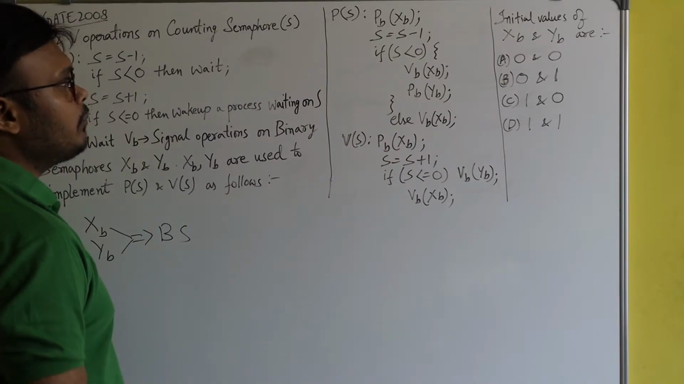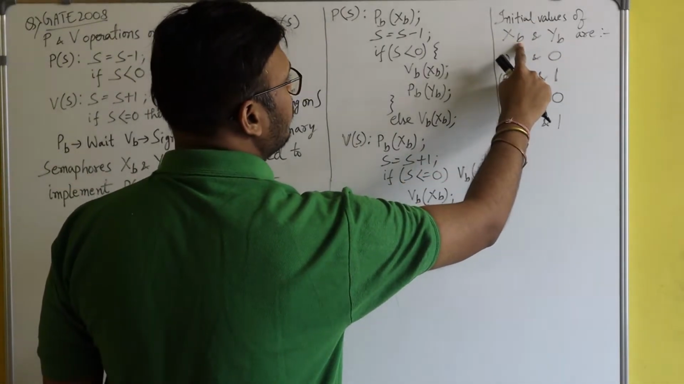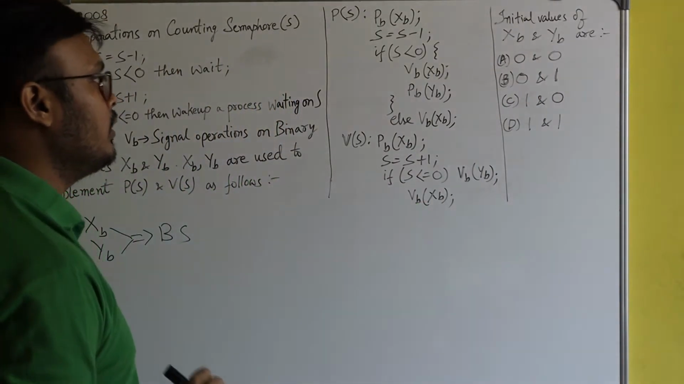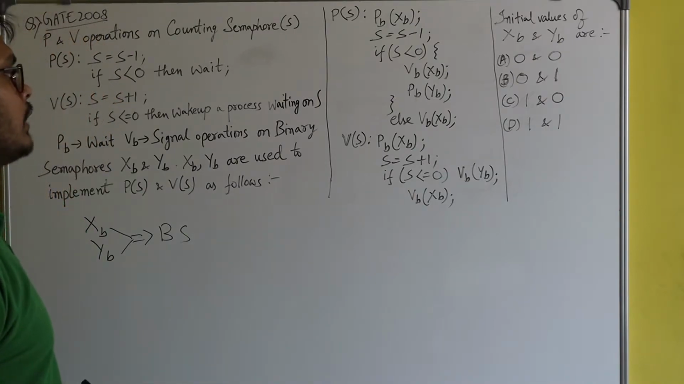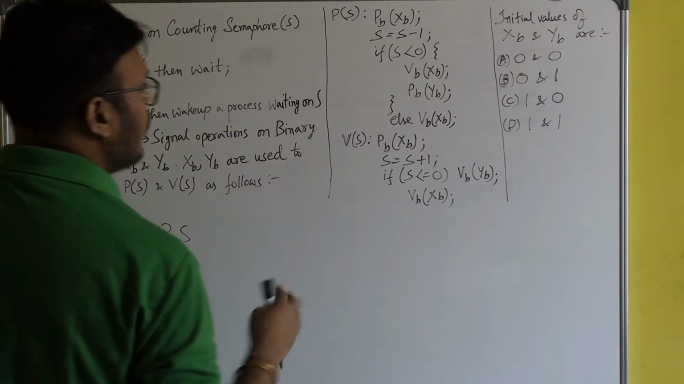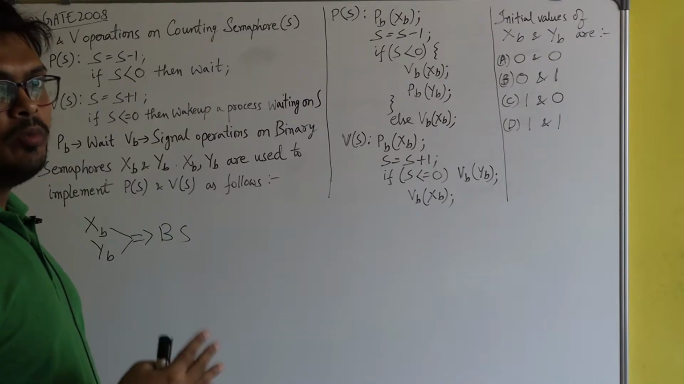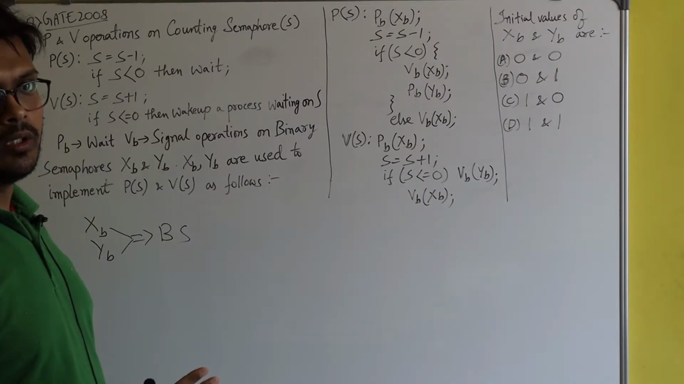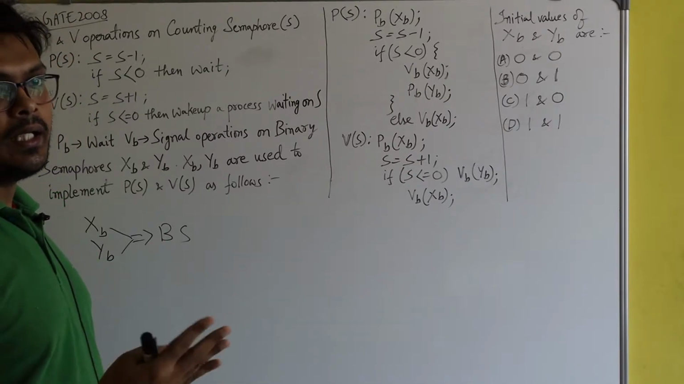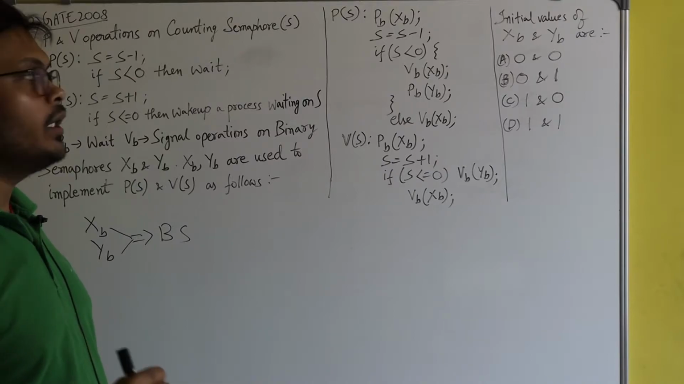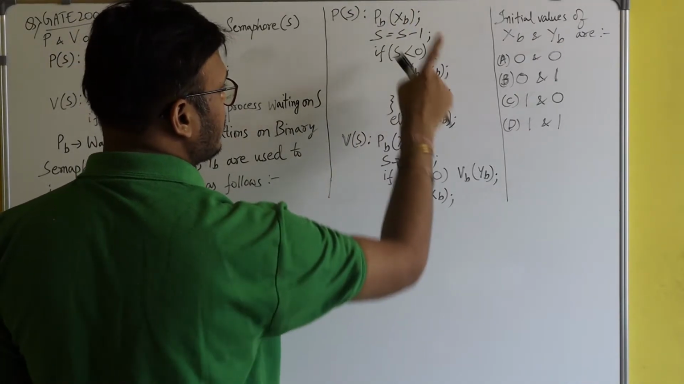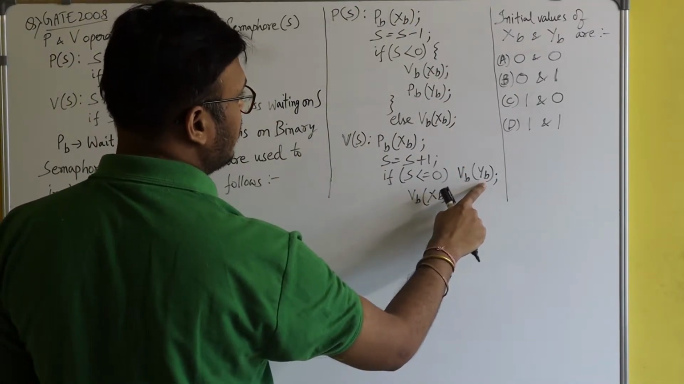In the question, they have asked the initial value of XB and YB. What can be the initial value of XB and YB? Let's solve this question. What is the function of binary semaphore or mutex? It provides mutual exclusion. And in counting semaphore, more than one process can enter the critical section at the same time. So let's see what can be the initial value of XB and YB.